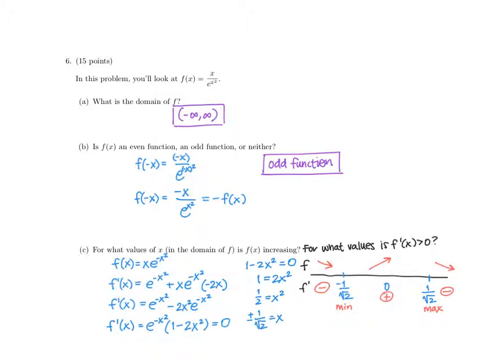And of course, we always want to remind ourselves, what was the original question? We want to know, for what values of x is f increasing? Well, it's just going to be from negative 1 over root 2 to positive 1 over root 2. So that's our official answer, but we really do need all of this other information.